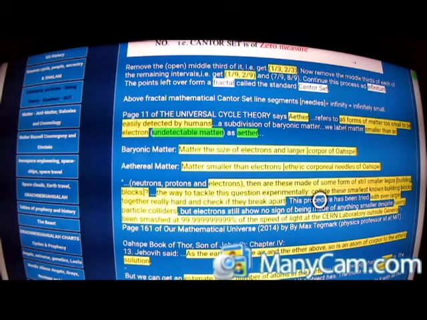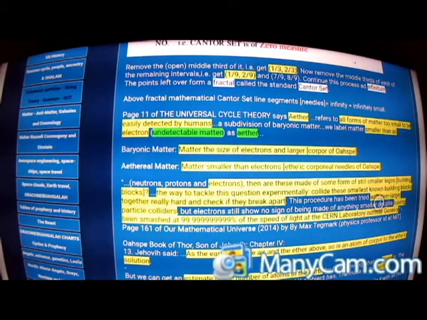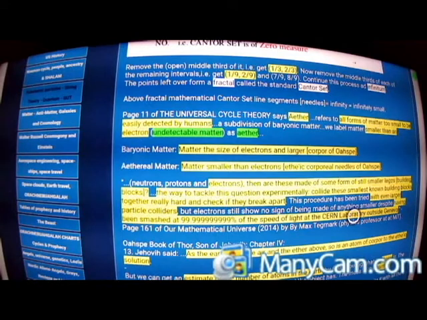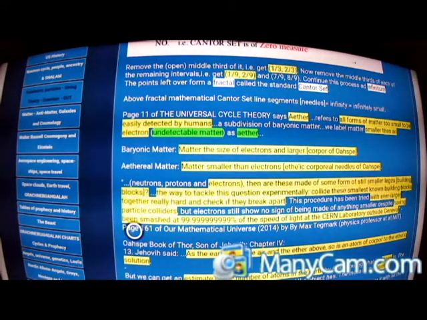This procedure has been tried with ever larger particle colliders, but electrons still show no sign of being made of anything smaller, despite having been smashed at 99.9999999% of the speed of light at the CERN laboratory outside Geneva. And that's from page 161 of Our Mathematical Universe, 2014, by Max Tegmark, physics professor at MIT.